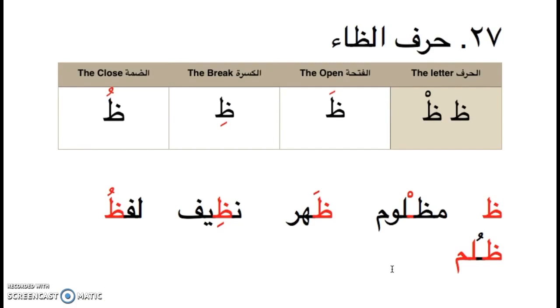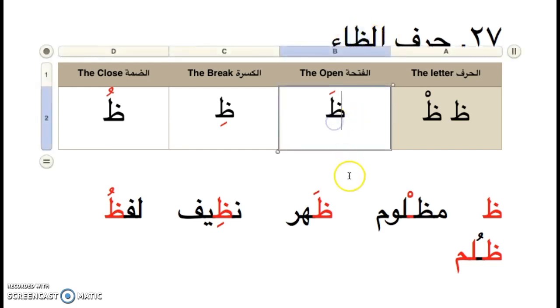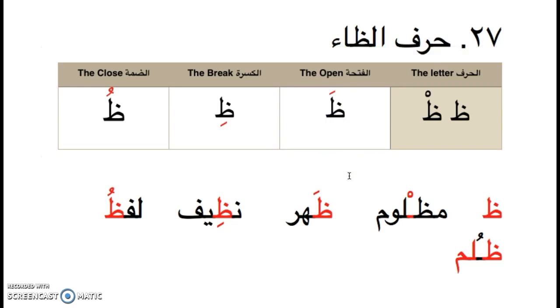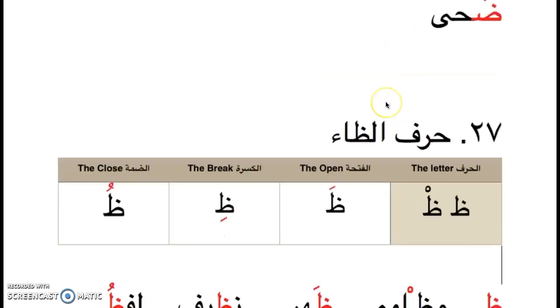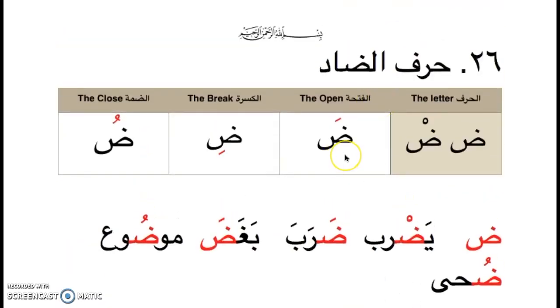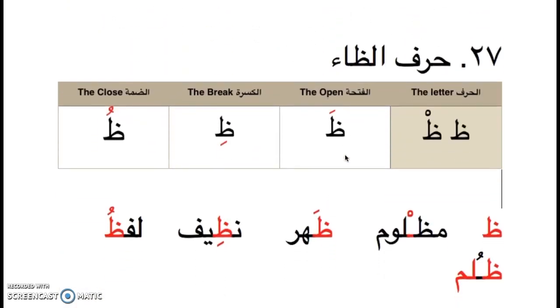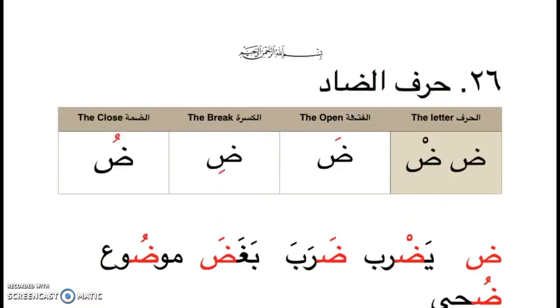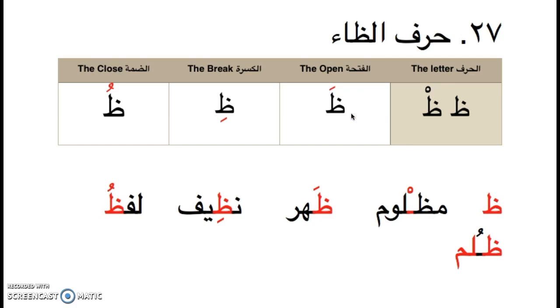27. Harf al-dha. This is very common, and even Arab children, or people who aren't well read, confuse this letter with this letter. But this one is da, so it comes from a different place. This one is va, da. Inshallah, God willing, I will make a video about each letter and where it comes from, the throat or the tongue or the nose, and how you can practice saying it.